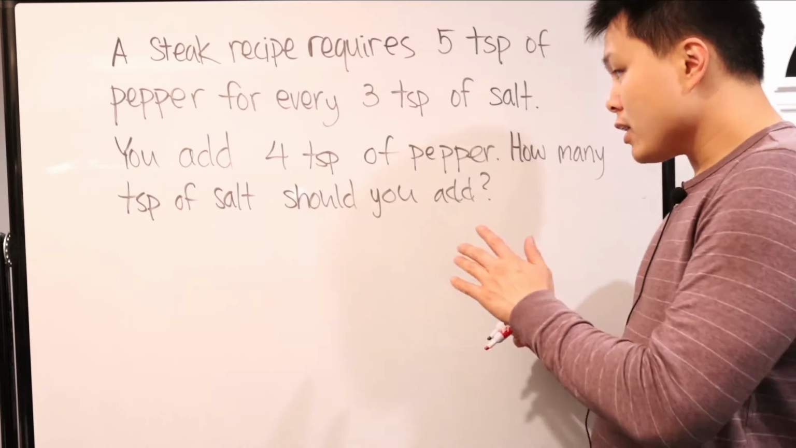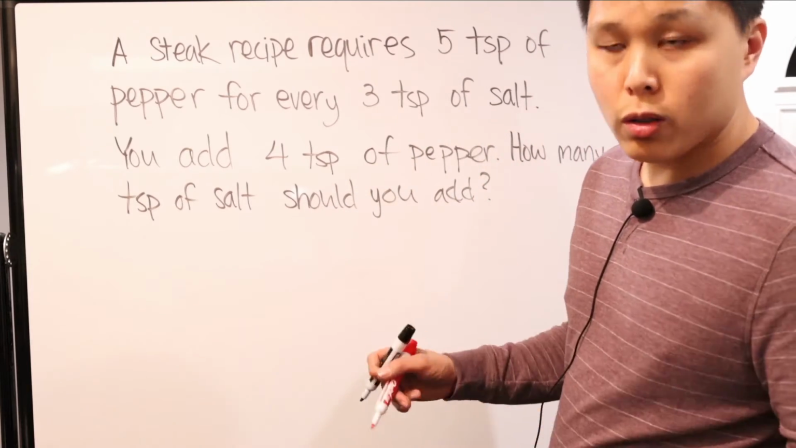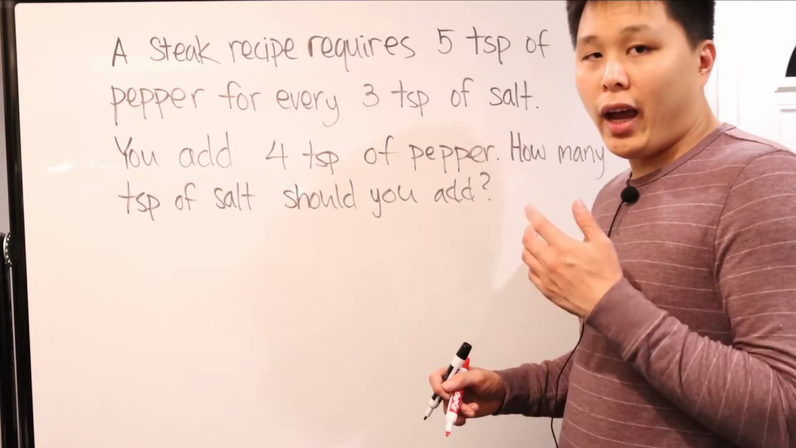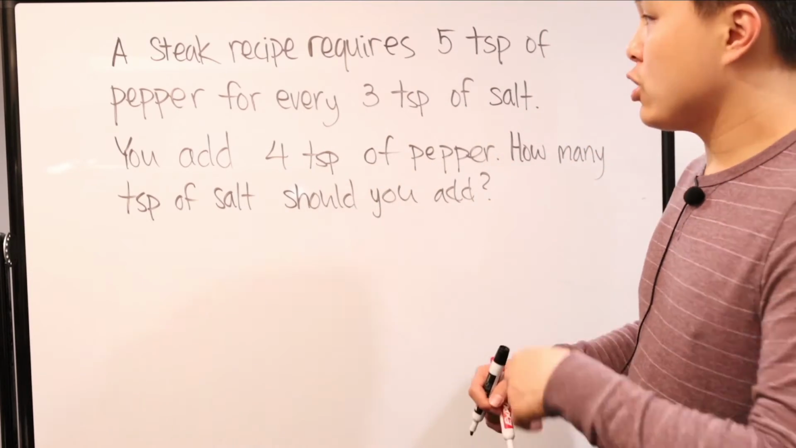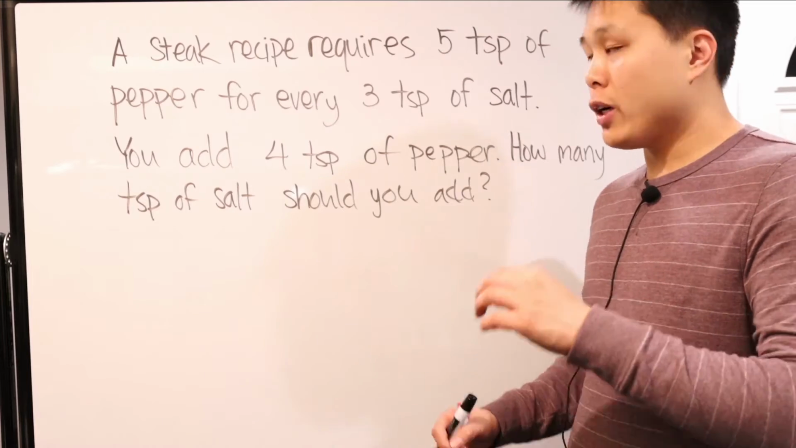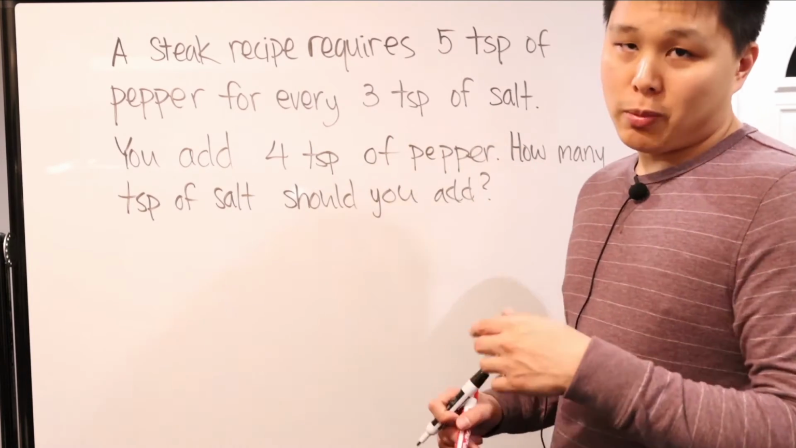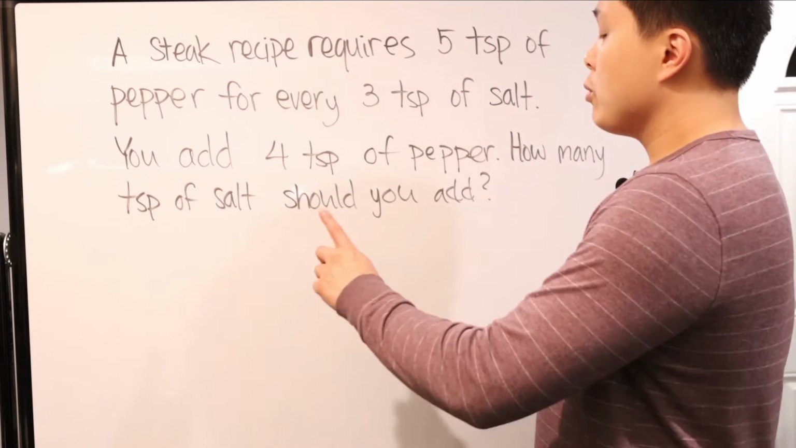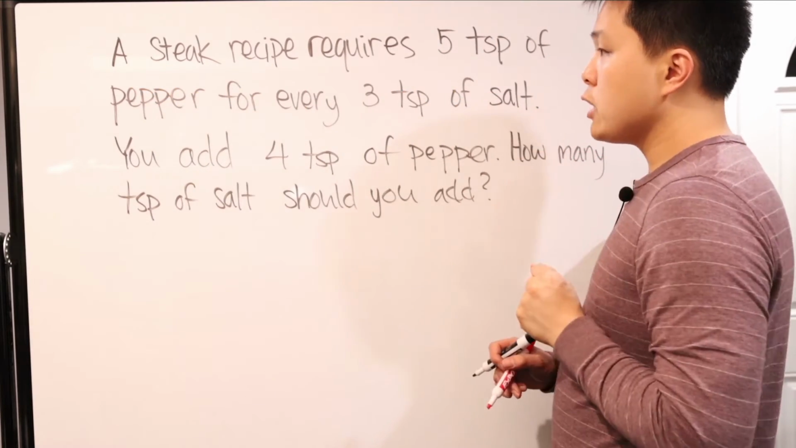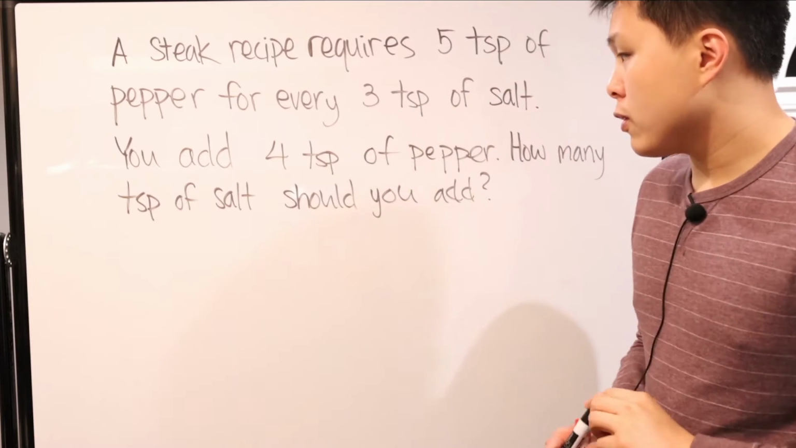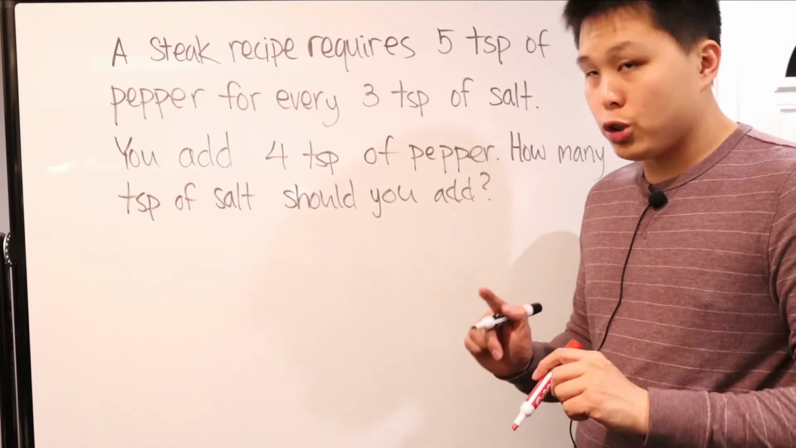Now, this next problem is more typical of the kind of problems you would see in a homework or tests of any sort. And this type of problem actually makes it a little difficult to try to just reason your way out just by trying to compare and then sort of figure out how many you need. The reason for that is because the number is not really pretty, right? I'm going to show you why in a second. A steak recipe requires 5 teaspoons of pepper for every 3 teaspoons of salt. You add 4 teaspoons of pepper. How many teaspoons of salt should you add?